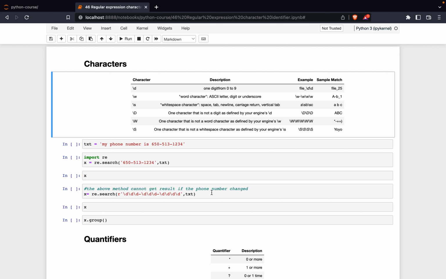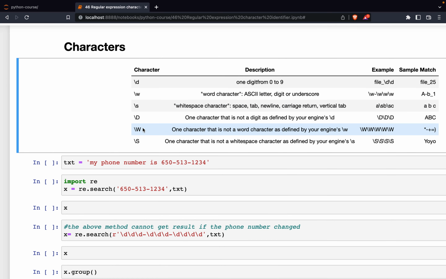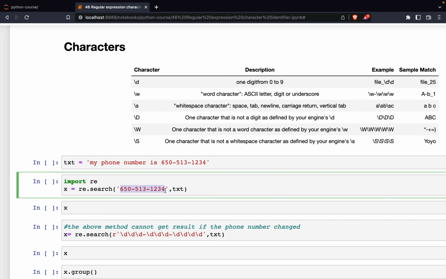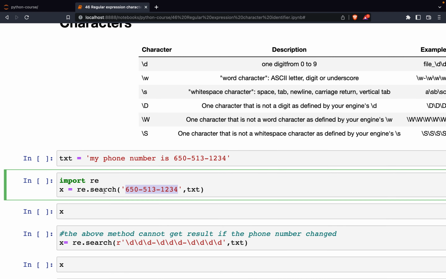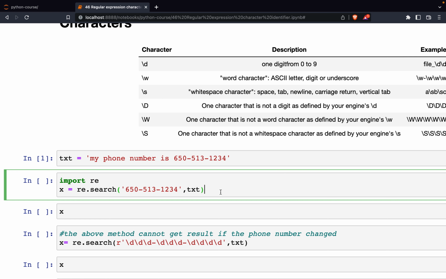In this part, we talk about the character identifiers and also the quantifiers. The character identifiers are just like this. If maybe we talk about this first. So for example, in the previous lesson we learned that if you want to find whether there has this number as the substring, we can use the re.search, and you can see the positions.